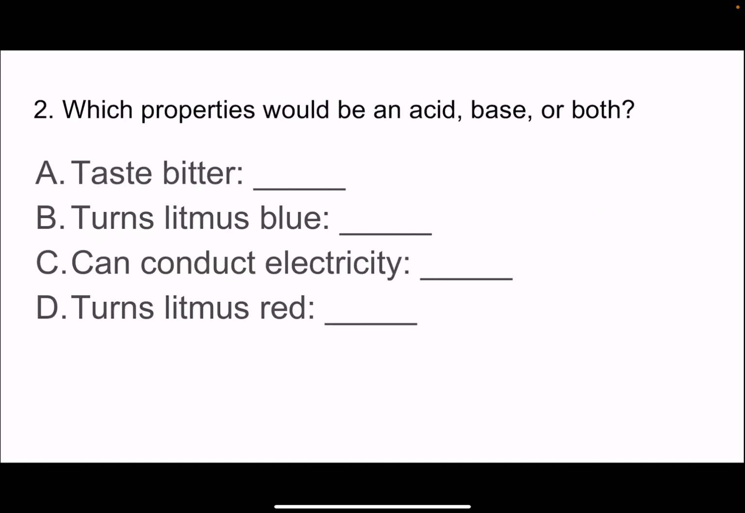Now, which properties would be an acid, a base, or you'll have to write out both? So taste bitter, bitter is going to be our base. Litmus is blue, is our base. Can conduct electricity is actually going to be both. They both do it. And then litmus red is going to be our acid. So these are just the properties from the first page.